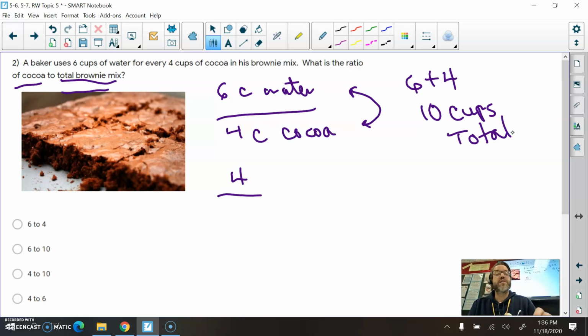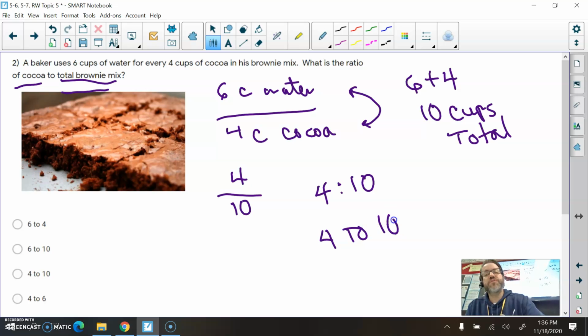of the brownie mix. So we need to put 10 here. We have 4 cups of cocoa for every 10 cups of brownie mix. Okay, so our ratio is 4 to 10, and we can write that with a colon or with the word to, T-O, 4 to 10, which is our answer to this one. Now, again, you could simplify that and say, well, that's a 2 to 5 ratio, 2 cups of cocoa for every 5 cups of brownie mix, but we're not asked to do that. We're just asked to give the ratio as is, 4 to 10.